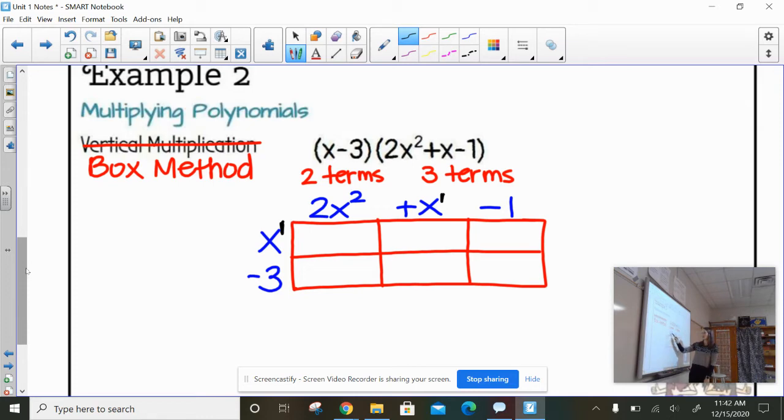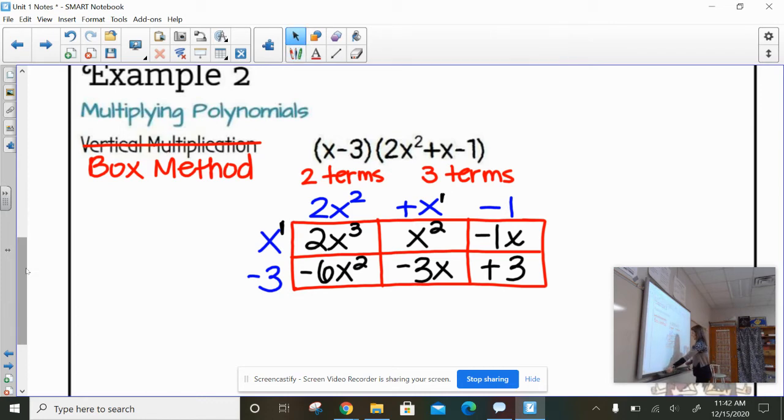So x times 2x to the second power. So that'll still be a 2, but it'll become an x to the third because you add the 1 and the 2. And then x times x will be x squared. And x times negative 1 will be a negative 1x. Okay, negative 3 times 2 will give me the negative 6. And then it has an x squared, so I'm going to bring it down. Negative 3 times x will be a negative 3x. And negative 3 times negative 1 will be a positive 3.